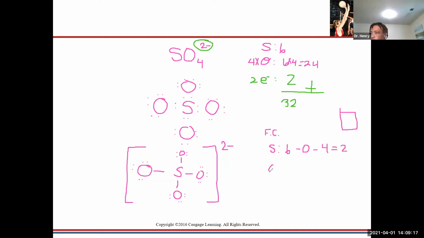And then our oxygens, these are going to be all the same. So valence electrons, 6. How many lone pair electrons? 6. And how many bonds? 4. You mean 1? Because we're looking at 1 oxygen independently, right? Okay. Okay, so that would be a -1.